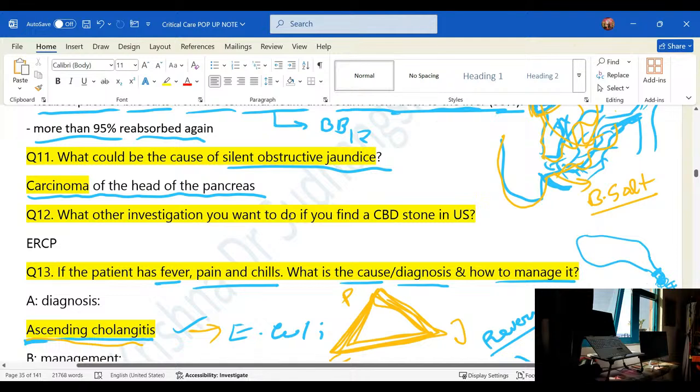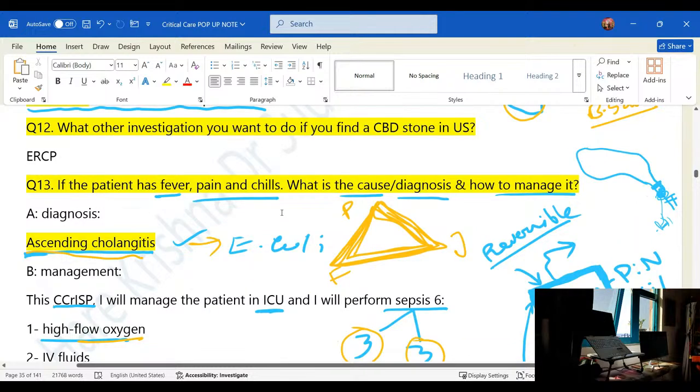What could be the cause of silent obstructive jaundice? Carcinoma of the head of the pancreas. What other investigation would you do if you find a stone in ultrasound? ERCP. If the patient has pain, fever, and jaundice, that is ascending cholangitis, called Charcot's triad. Management of ascending cholangitis.